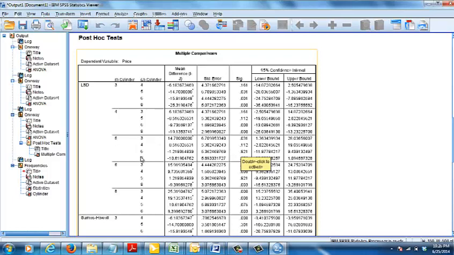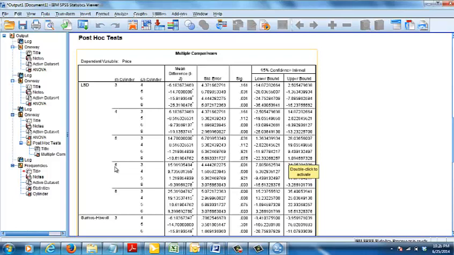And 5 to 8 is $10,619 cheaper on average, but it's not significant. You notice it includes 0 because you have this positive 1 here. So 5 is significantly different from 4 and 3. Nope, sorry. 5 is significantly different from 3, but not 4, 6, or 8.